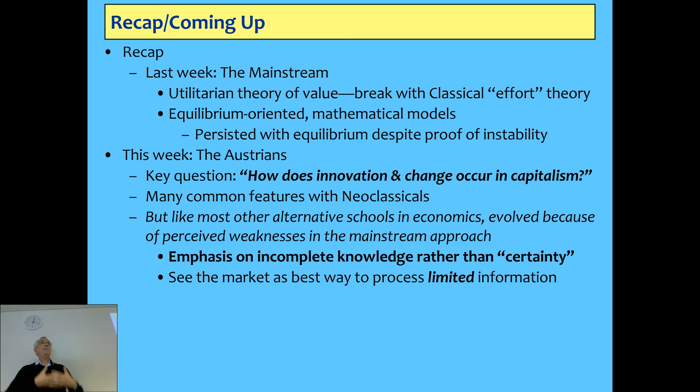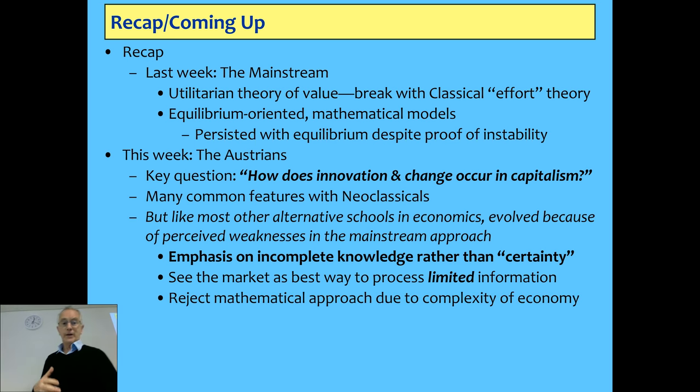The neoclassicals were happy to get the mathematics working. They assumed people have complete knowledge of the present. That became complete knowledge of the future as well under what they call rational expectations. Then the Austrians said, that's crazy, you can't assume that. So people have limited information, and the market's strength is that it organises that limited information to reach a sensible outcome.